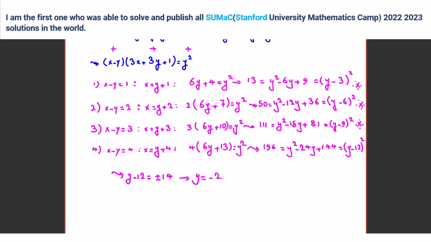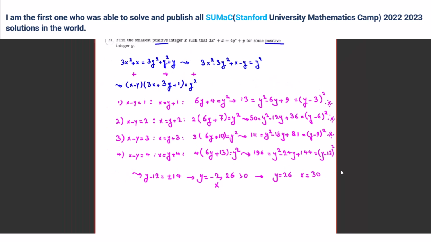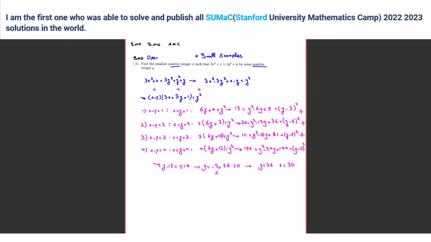So y is negative 2 or 26, but negative 2 is not possible because it should be a positive integer. So y is 26 and x is y plus 4, which is 30. Okay? Now for the other case, what does the problem say? It says find the smallest positive integer x. So we found one answer.